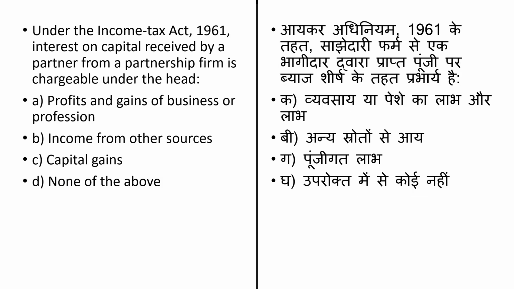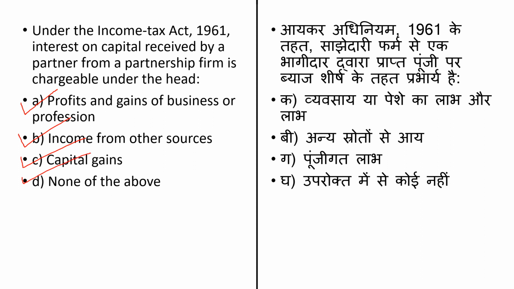The next question is: under the Income Tax Act 1961, interest on capital received by the partner from the partnership firm is chargeable under the head. For this, the options given are profit and gains of business or profession. Second option is income from other sources. Third option is capital gain. And the last option is none of the above.